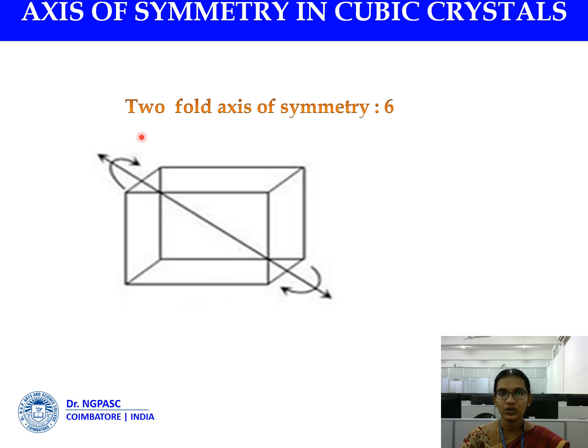Then next, the twofold axis of symmetry, which is 6. We have to rotate 60 degrees in this manner. Then we get the twofold axis count as 6. That is, after rotating 60 degrees, we get the same plane in the same manner. Therefore, the twofold axis of symmetry is 6.